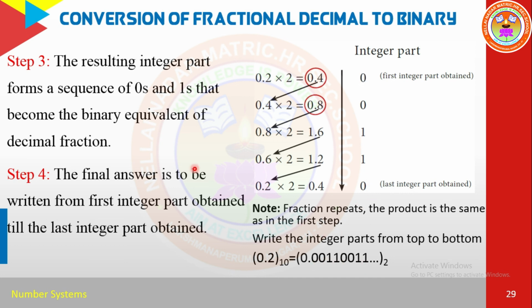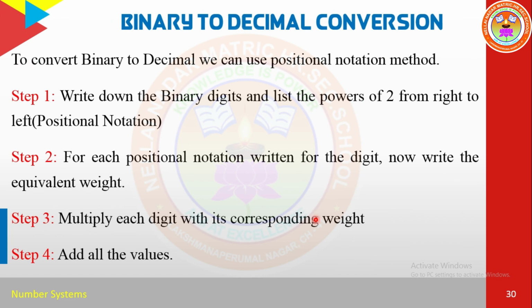In this calculation, we note one important point. What is that? If the fraction repeats, the product is the same as in the first step. That means these fractions repeated here, right? So immediately at that time we can stop the calculation. That's why they are telling it. So that is the important note of this calculation. Understood? So this is a method to convert a fractional decimal to binary. Clear? Yes. That's all.